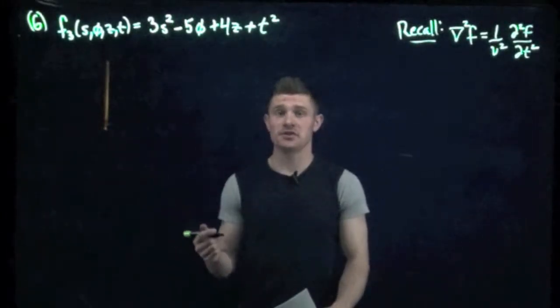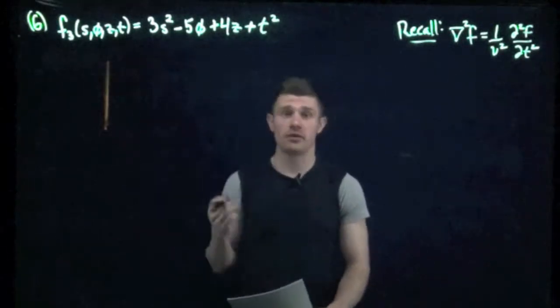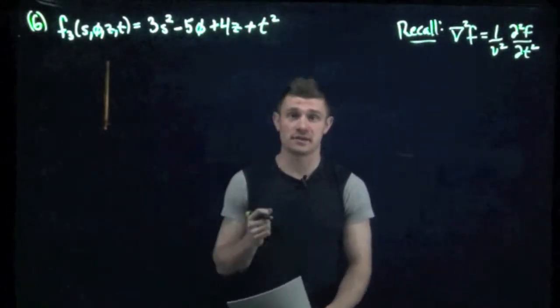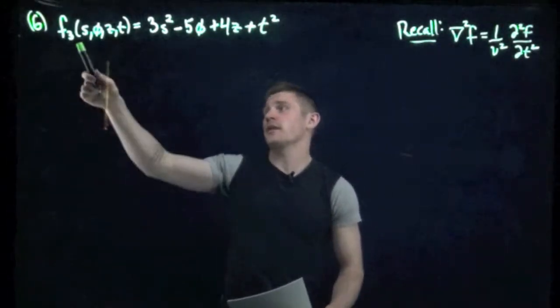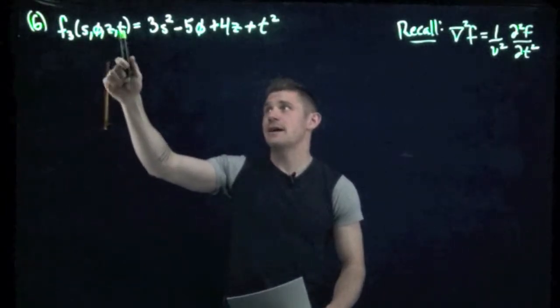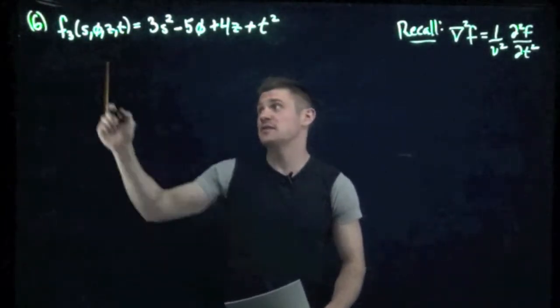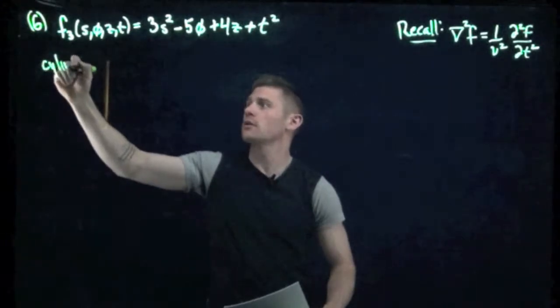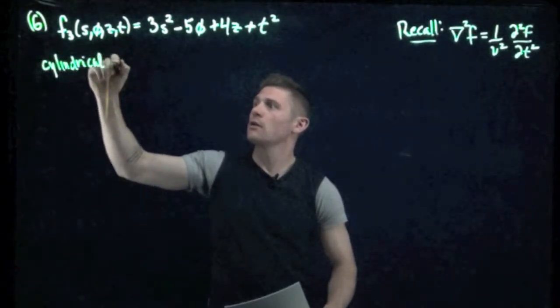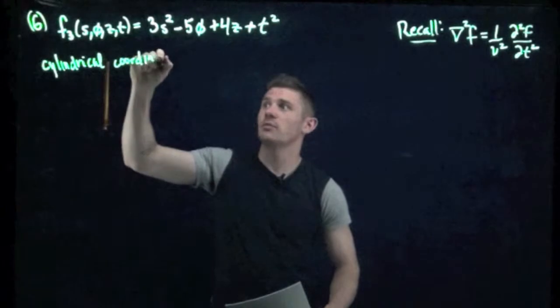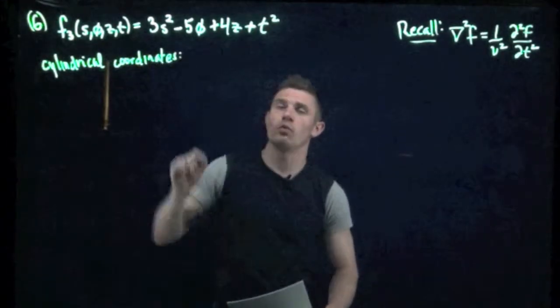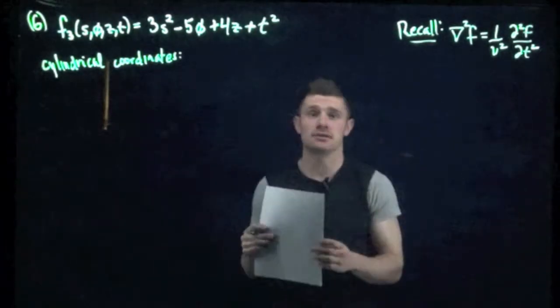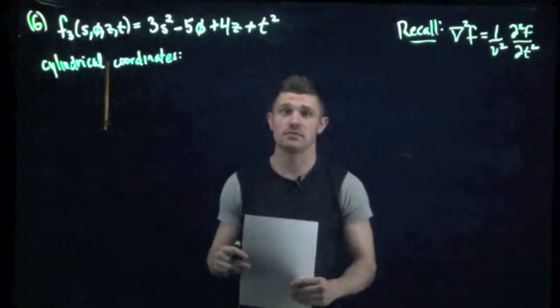Okay, continuing question 6, we now look at f3, our third function. We want to see if it satisfies the wave equation. We can see right away that f3 is a function of s, phi, z, and t. So that to me screams cylindrical coordinates. That's a really big pickup right away, so that we know what kind of Laplacian to take, what kind of coordinate system to use.